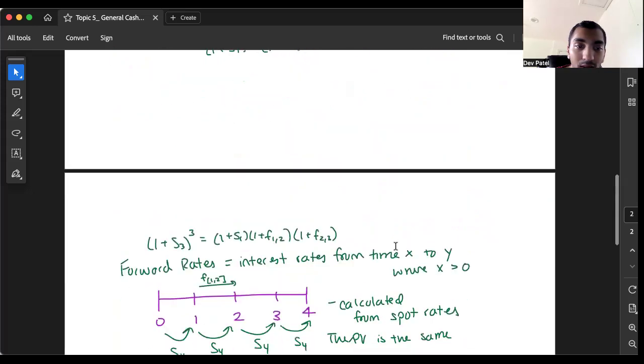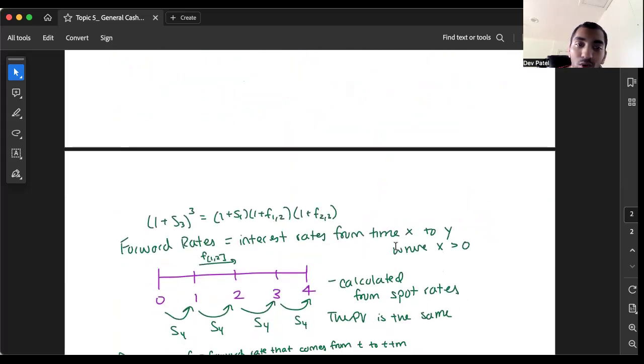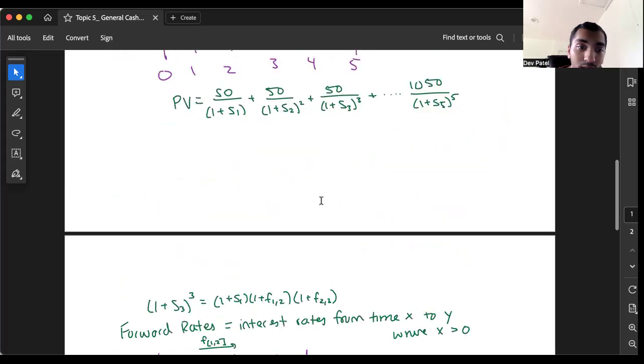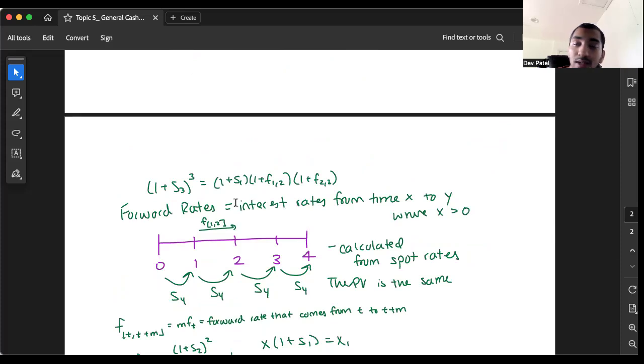Okay. And then forward rates. Spot rates were all from time 0 to time n. Forward rates are whenever you go from time x to time y, where x is greater than 0. So if you're going from time 2 to time 3, that would be considered a forward rate. Or even if you're going from time 1 to 4. A spot rate is whenever you go from time 0 to any other time period.